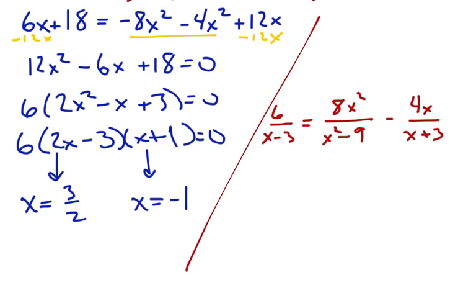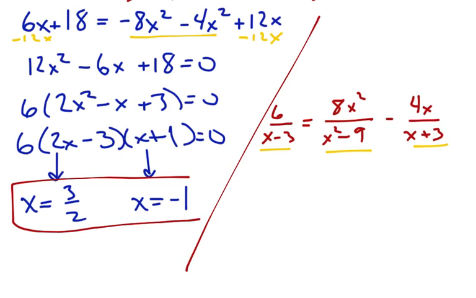So we're going to take each of these solutions and plug them into our equation and check to see if our denominators are going to equal 0. And when we plug 3 halves into any of those denominators, we won't get 0. When we plug in negative 1 into any of those denominators, we won't get 0 there either. So our two solutions are 3 halves and negative 1.